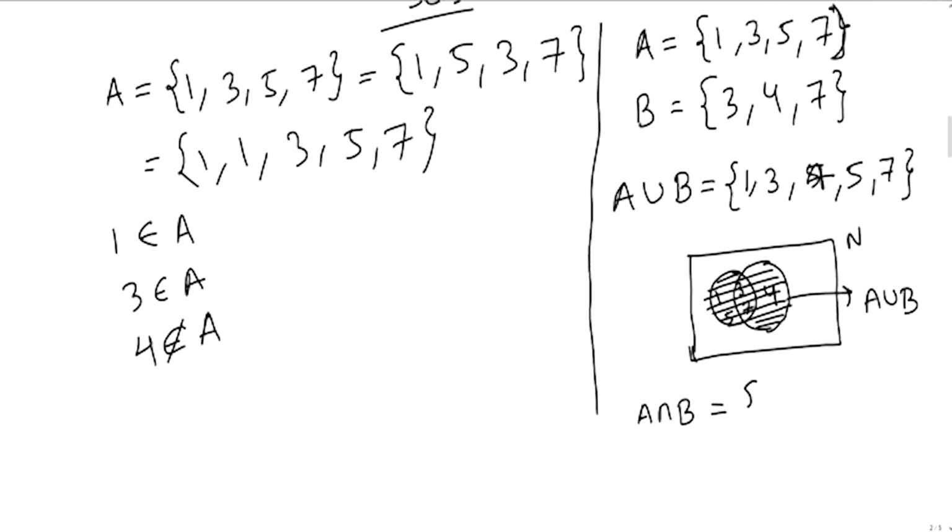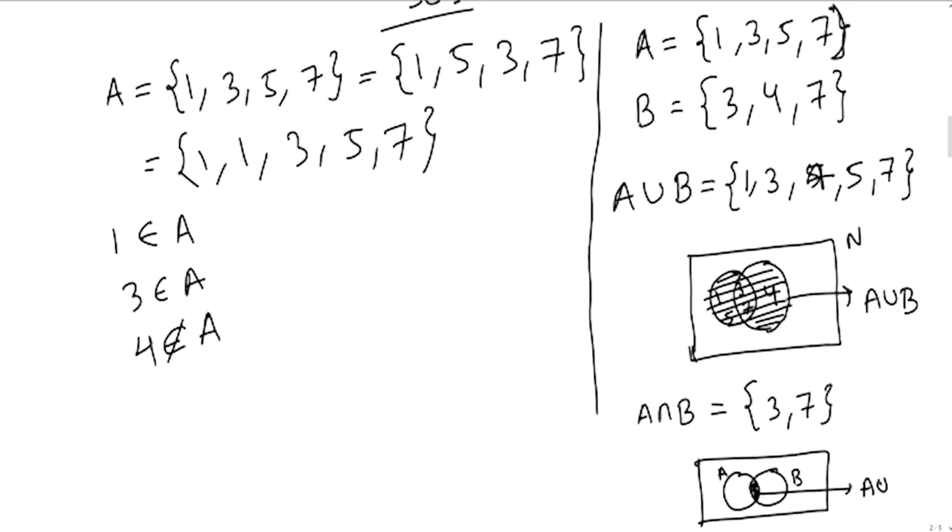So what are the common elements of A and B here? 3 and 7. Right? So if you represent it using a Venn diagram, then this is the area which is common between set A and B. So if this is set A and this is set B, then this area is A intersection B. Okay. So these are two basic operations that you can do on sets. You might remember some of them from your high school.